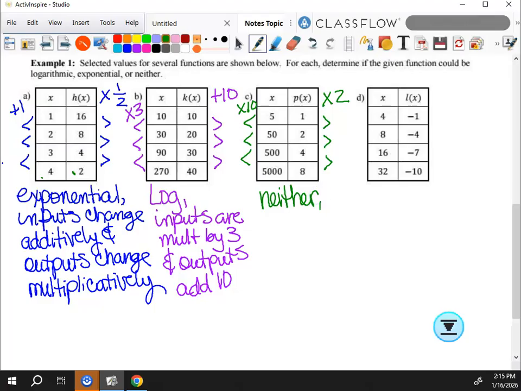And then again, just to kind of change up the words a little bit, I'm going to say inputs and outputs both change proportionally.